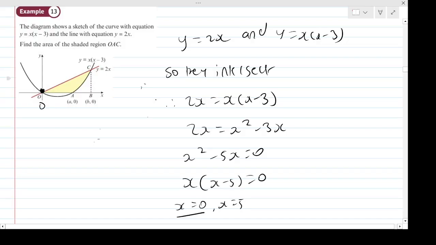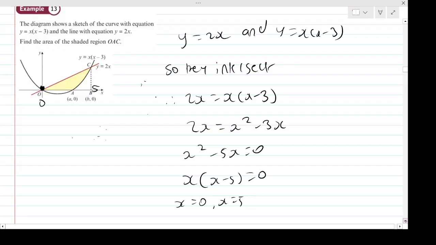That means x is 0 or x is 5. Well, x is 0 is this intersection point here, we know it's the origin, but x is 5. That must mean that this is 5 here. So the intersection point is when x is 5. Okay, so that is my limits then.